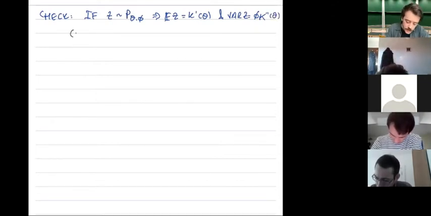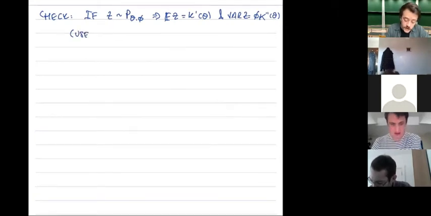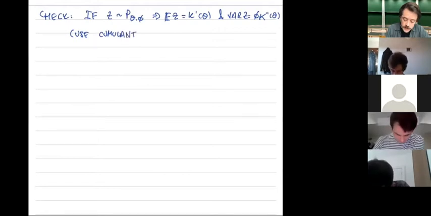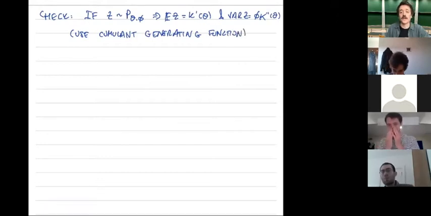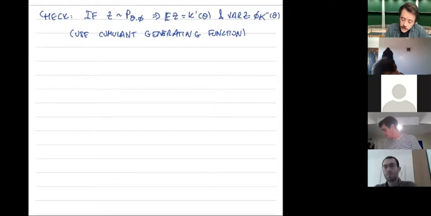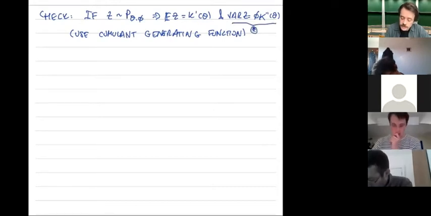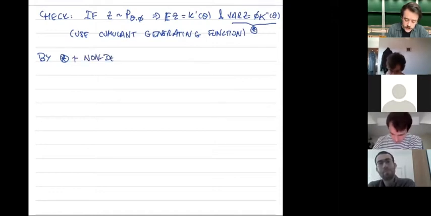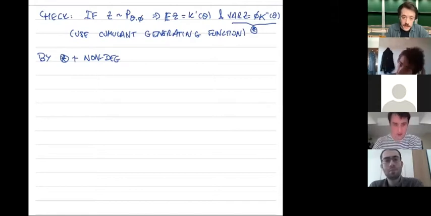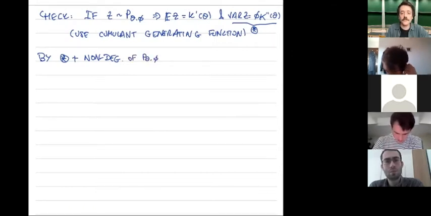Okay, so to check this, you may use, for instance, the cumulant generating function. And it shouldn't be too hard. So given this, and let me call this star, the variance expression. By star together with the non-degeneracy, so this is not something you need to check, this is already something I'm telling you, the non-degeneracy of the distribution, we have that k prime is actually invertible.